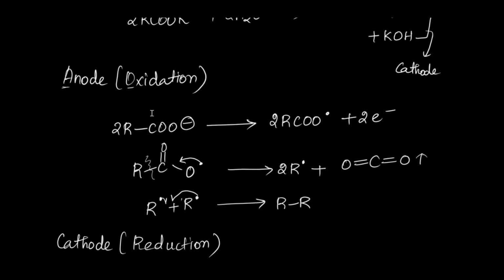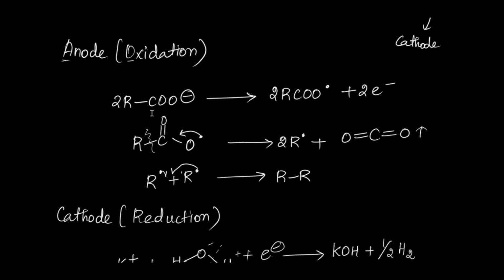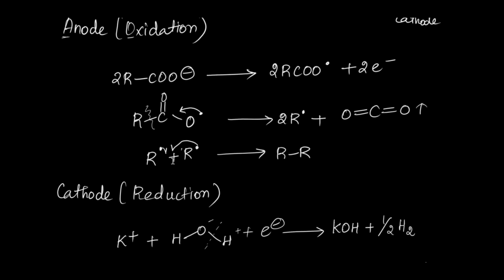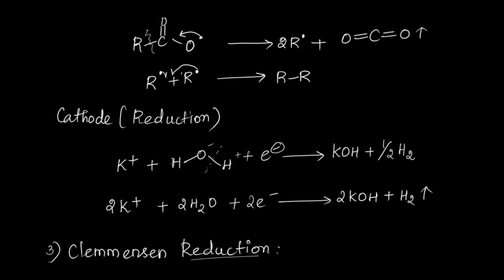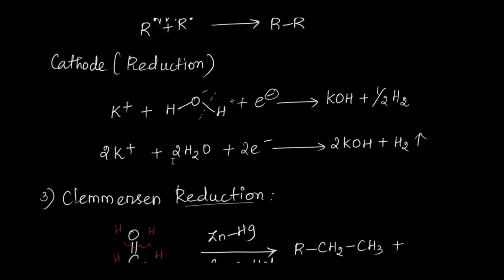So as you can see, I have given the reactions of anode and cathode. Cathode means reduction, anode means oxidation happens. Remember, the hydrocarbon and CO2 belong to the anode, and KOH and hydrogen belong to the cathode. This can be asked as a question.